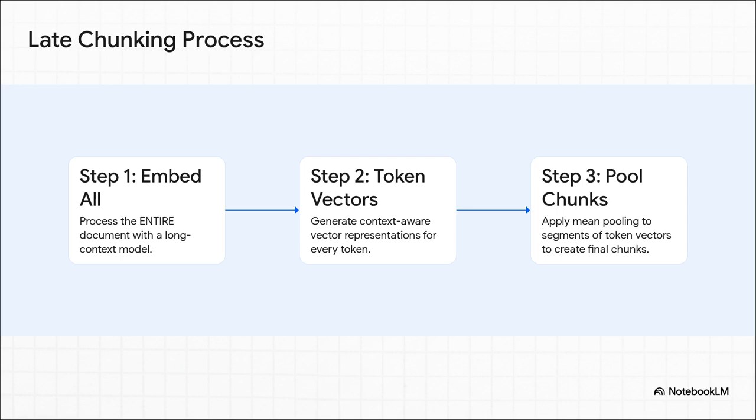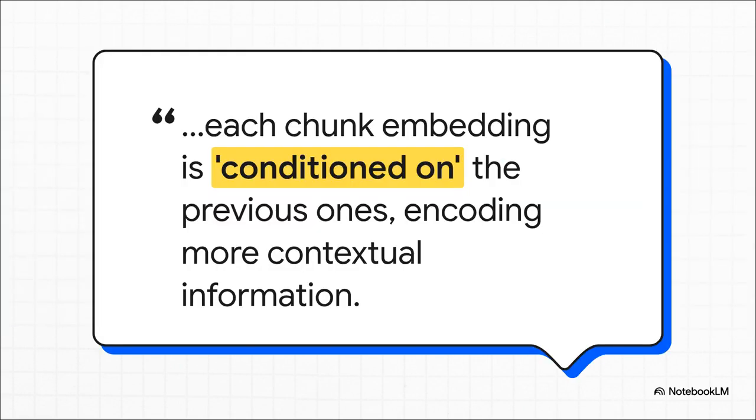Instead of squishing all those token vectors down into one giant embedding for the whole document, you just group them up into smaller segments and then average or pool them. Each one of those little pooled groups is your final chunk embedding. And because they were created with the full context in mind, they are incredibly smart. And the result is, well, it's kind of beautiful.